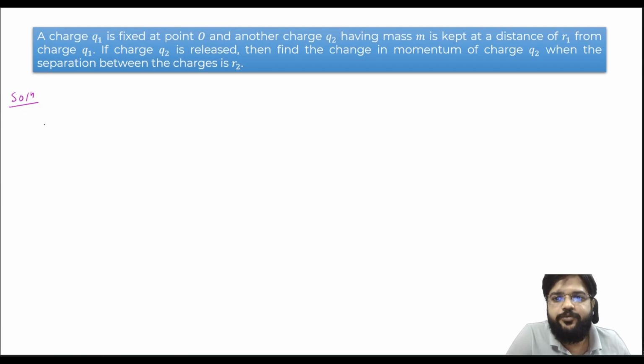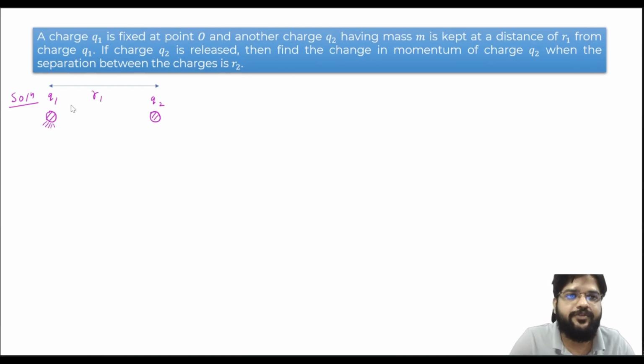So what is happening here? We have two charges. Charge Q1 is fixed, everyone, at point O, and another charge Q2 having mass m is kept at a distance r1. And we have the Q2 charge. This charge is present at distance r1. So the initial distance between these charges is r1. If charge Q2 is released, then find the change in momentum of charge Q2.